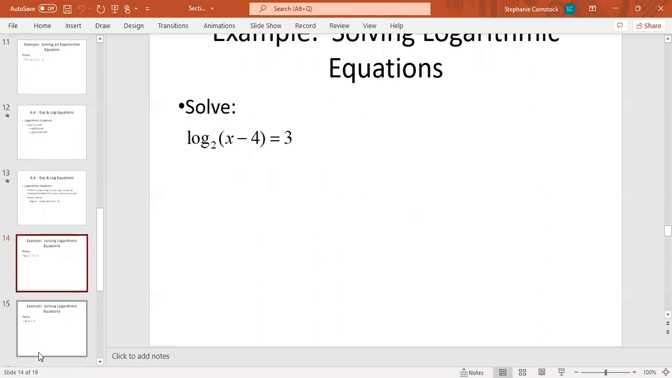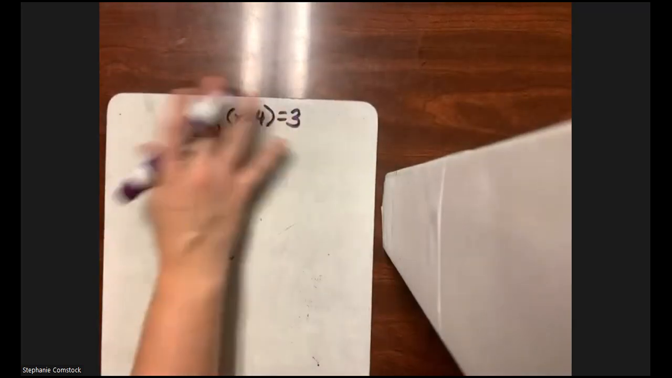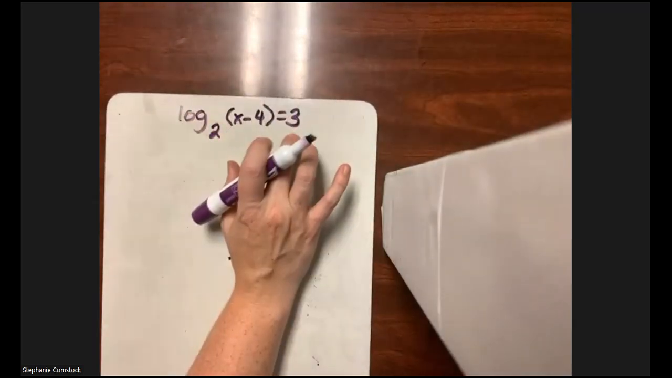Okay, I've got log base 2 of x minus 4 equals 3. I'm going to show you through a couple of examples what I'm talking about here. I've got log on this side, but I've got this singleton item over here of a 3.